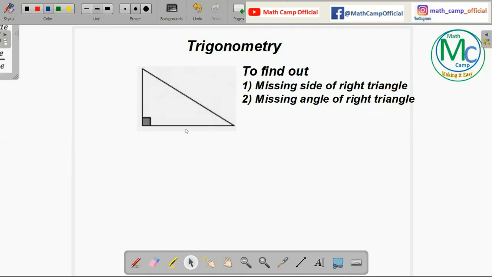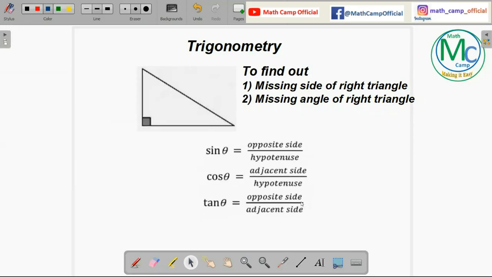And there are a few trigonometric ratios that we use to find the missing side or missing angle of the right angle triangle. These ratios are the sine ratio, cosine ratio, and tangent ratio. Now, to find these sides, opposite, hypotenuse, and adjacent, we require this thing.